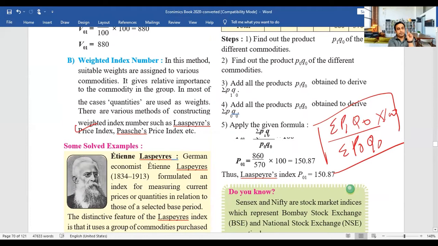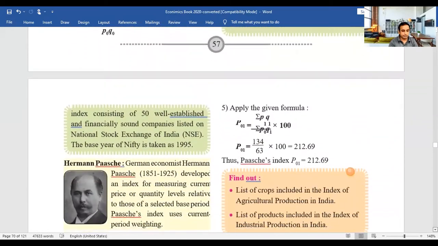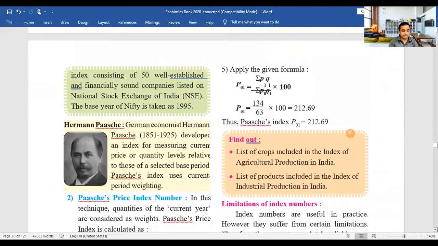So four columns will be given: P1, Q1, P0, Q0. So first we have to take the product of P1 Q0, then we have to take the product of P0 Q0. We have to do the summations, and we have to apply the formula to get the right answer as per Laspeyres' price index number. The second is Paasche's index number.